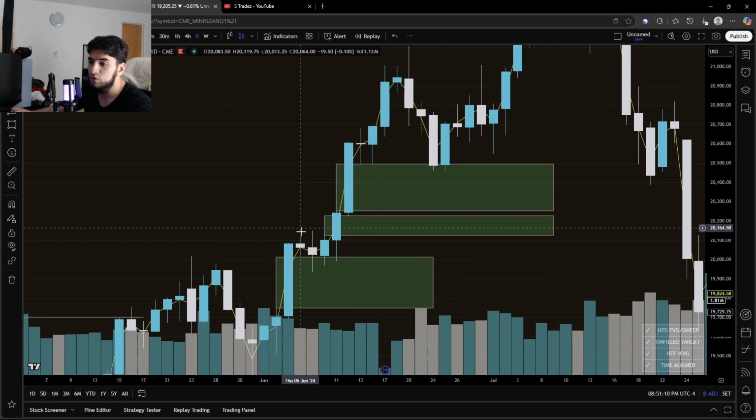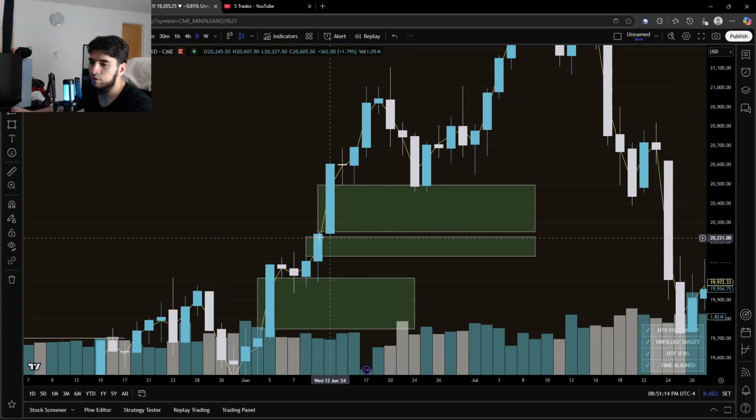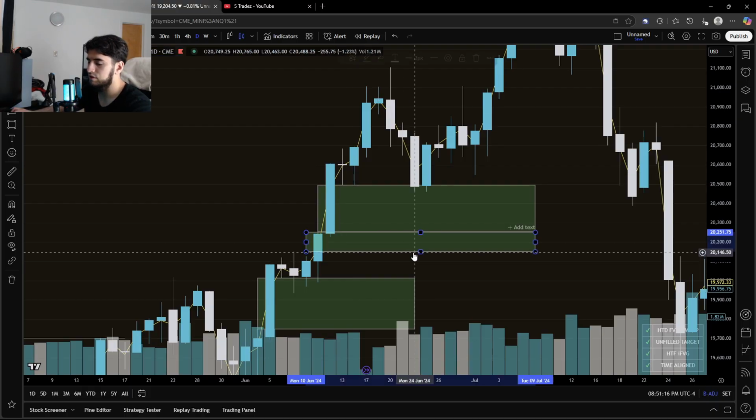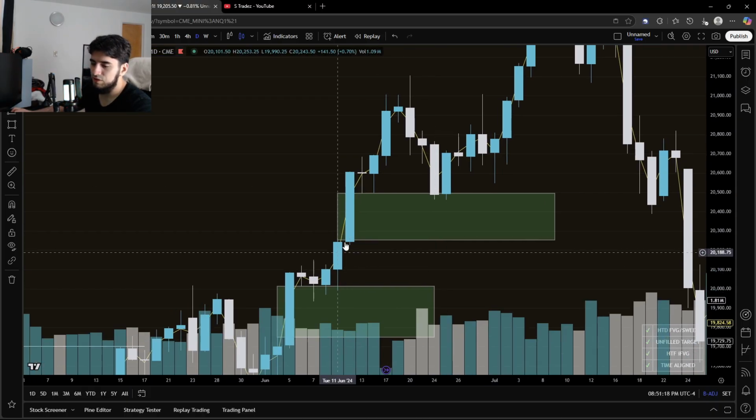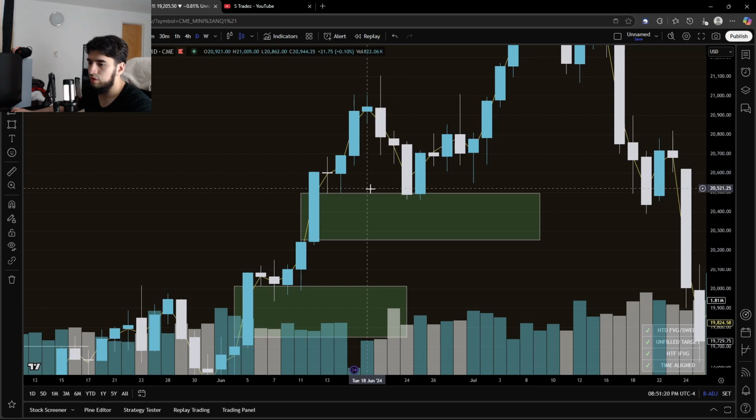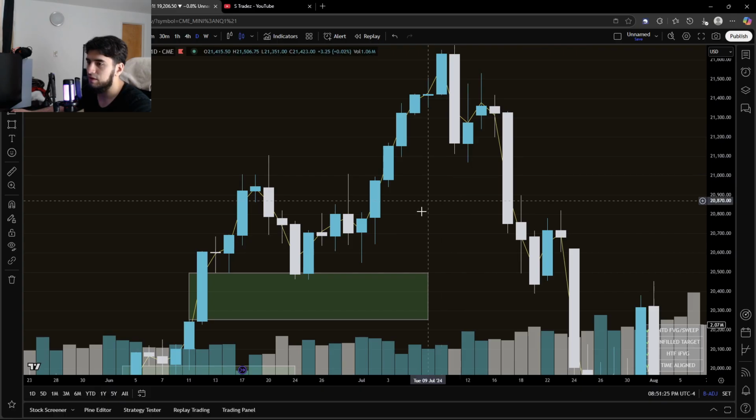So we have these two fair value gaps now. We have 1, 2, 3. We have this fair value gap right here, and then we have another one, 1, 2, 3. Let me just delete this one. But this is green, green, and red. But then price ends up coming and tapping this fair value gap, and it still ends up respecting it, right?